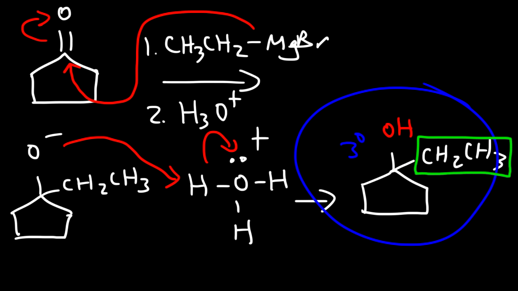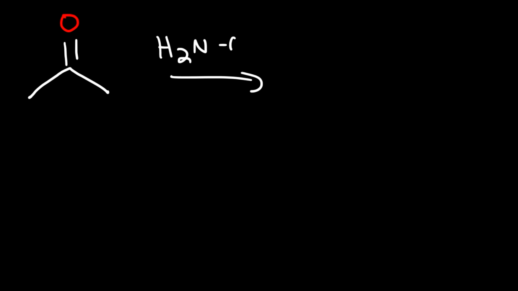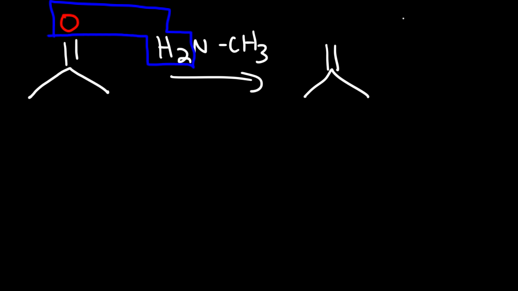Whereas sodium borohydride, NaBH4, and lithium aluminum hydride, they can reduce an aldehyde or ketone into alcohols by the addition of a hydride ion. Now let's look at another type of reaction. What's going to happen if we have a ketone and we react it, let's say, with a primary amine under mild acidic conditions? So to draw your product, what you need to do is remove H2O and then connect the remaining pieces together. So you're going to get something called an imine.